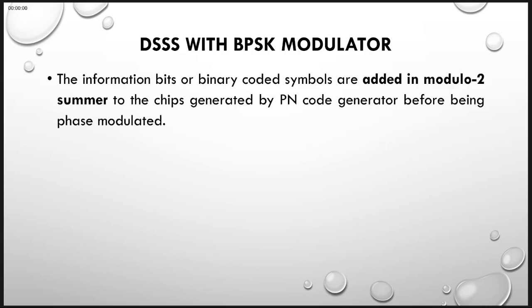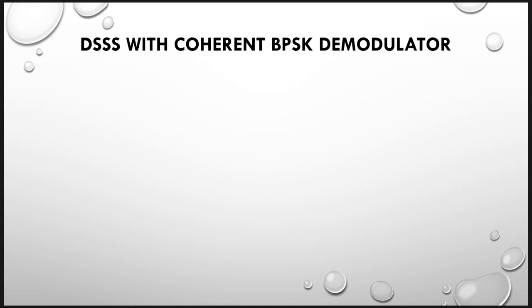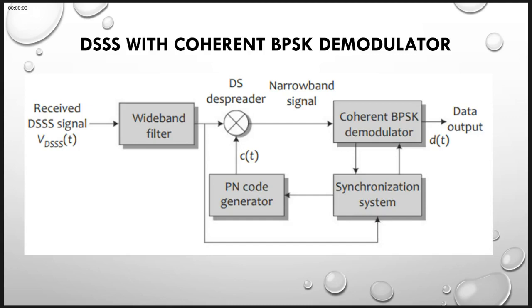And we have also seen, in summary, that we perform modulo 2 summation, and the DSSS signal is BPSK modulated using a frequency carrier to enable transmission over the communication channel. Now look at the DSSS with coherent BPSK demodulator. Look at this diagram. This is something we have already discussed, so we'll very quickly talk about it.